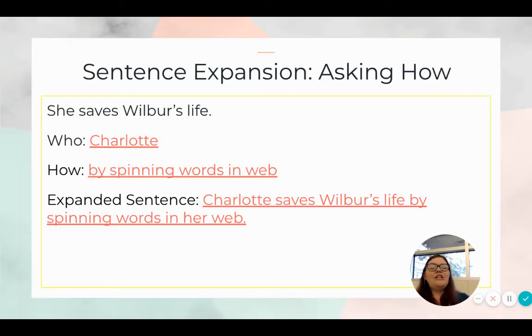So a sentence expansion asking how. She saves Wilbur's life. Well, who? Charlotte. How? By spinning words in her web. So the expanded sentence would be, Charlotte saves Wilbur's life by spinning words in her web. That's a little bit more complex, and it's not something that we should expect our students to be able to do right at the very beginning. They need to have a little practice first.